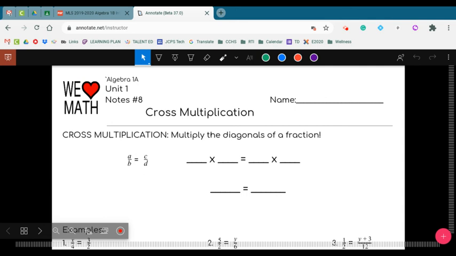Okay, today we're going to do Unit 1, Notes number 8, which is going to be cross multiplication. So we're going to add in one new step at the beginning, and then we're going to be solving it exactly like we have our other equations. So what is cross multiplication?